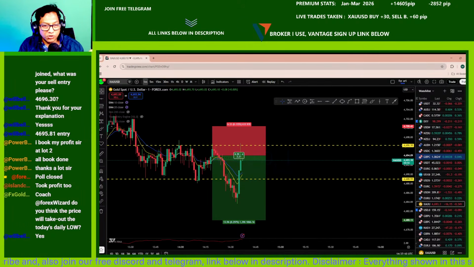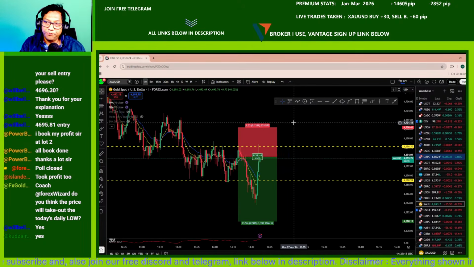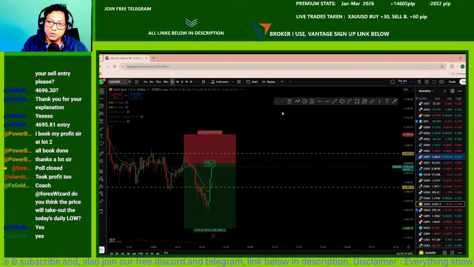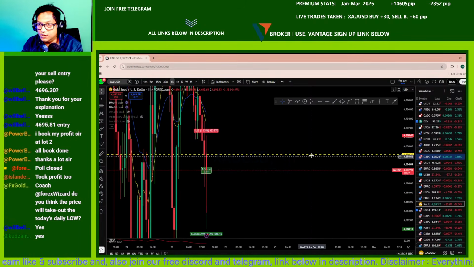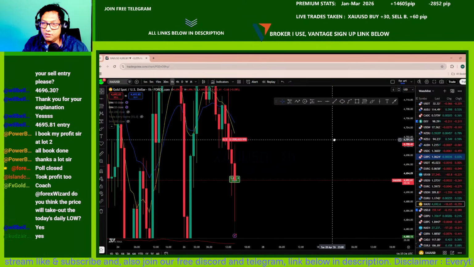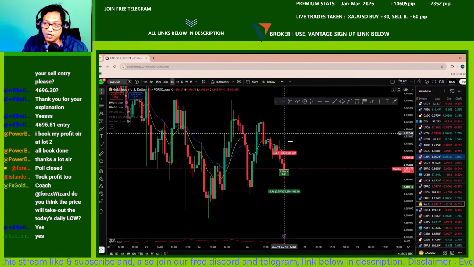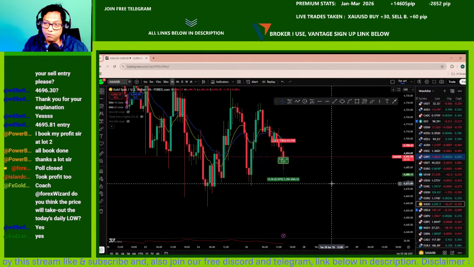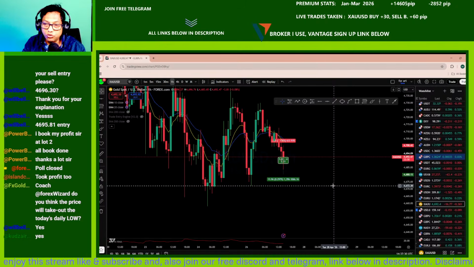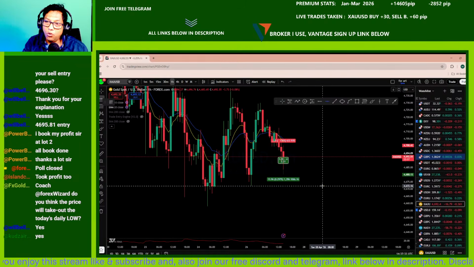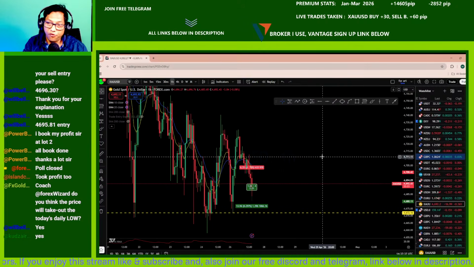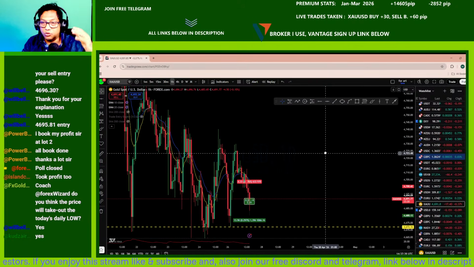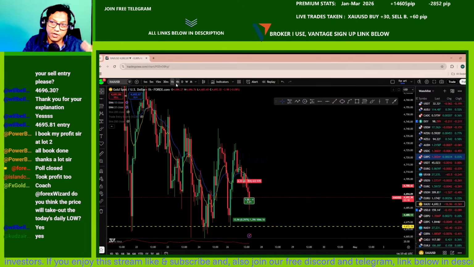Do you think the price will take out today's daily low? I think so. Let's see, because the market is really absolutely volatile, as you can see, and I would say that the market structure here is bearish, so it can continue to drop below this Asian low, and can even continue to drop, or may go for a range. It could even change the trend, or it can continue to drop.